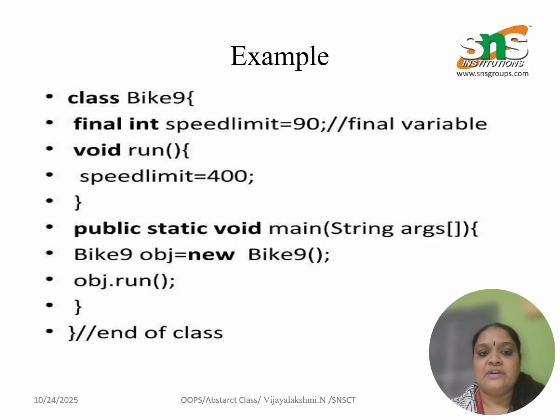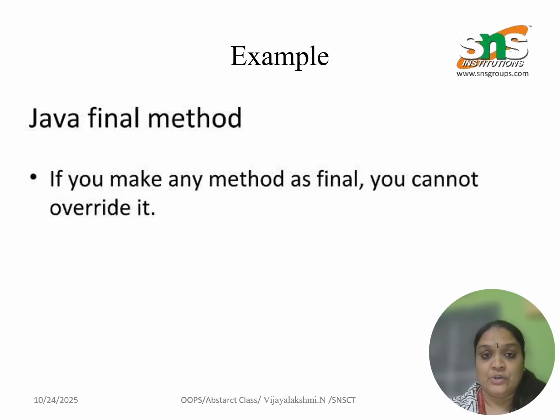So see here, you have created a class called bike, bike 9. You have used the final keyword with the data type integer, speed limit is equal to 90, which is the final variable. I'm using a method called void run. Speed limit is equal to 400. If I try to change the speed limit value somewhere in your program, that is not possible since it has been declared as 90, it cannot be changed to 400. So that's what I'm trying to explain here.